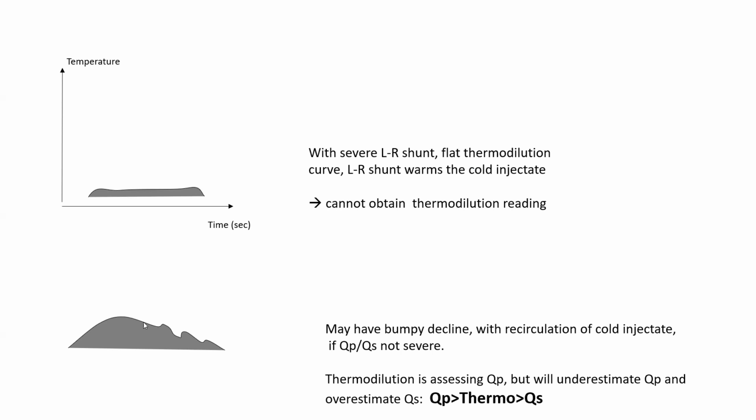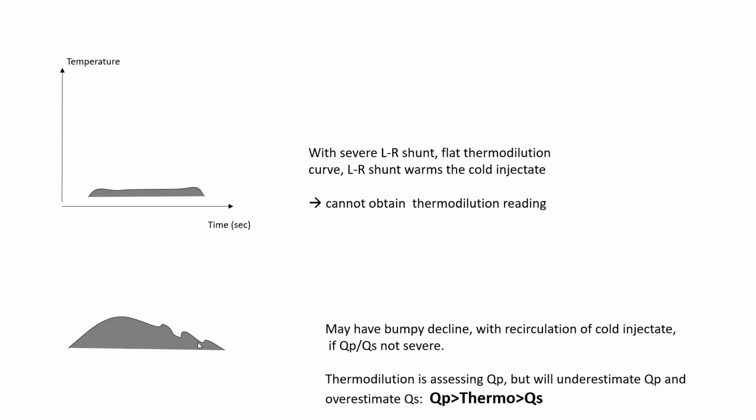So you're not going to have a straight curve. You will have a bumpy curve. You will have a curve, then you will get left to right shunt, then left to right shunt. It will be a bumpy, elongated curve. So it will make the QP look smaller than it truly is because you're elongating that curve.